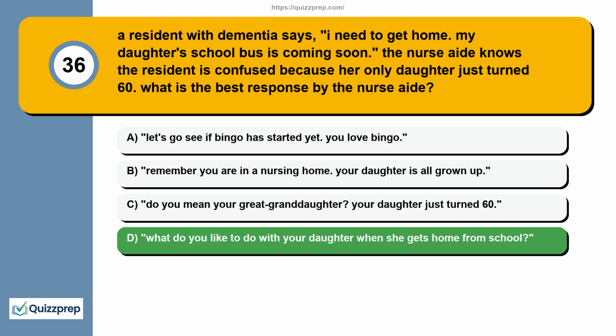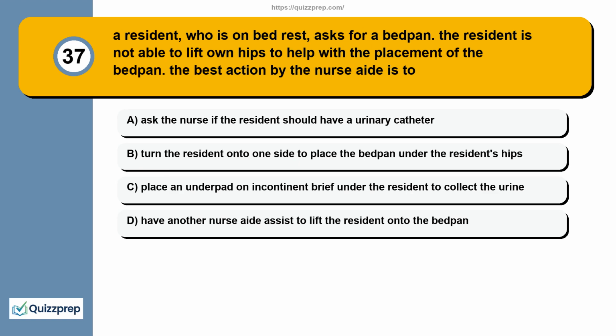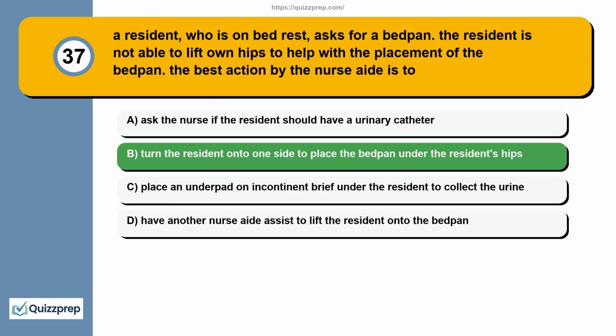Question 37. A resident, who is on bed rest, asks for a bedpan. The resident is not able to lift own hips to help with the placement of the bedpan. The best action by the nurse aide is to: Option A, ask the nurse if the resident should have a urinary catheter. Option B, turn the resident onto one side to place the bedpan under the resident's hips. Option C, place an underpad on incontinent brief under the resident to collect the urine. Option D, have another nurse aide assist to lift the resident onto the bedpan. The correct answer is option B, turn the resident onto one side to place the bedpan under the resident's hips.